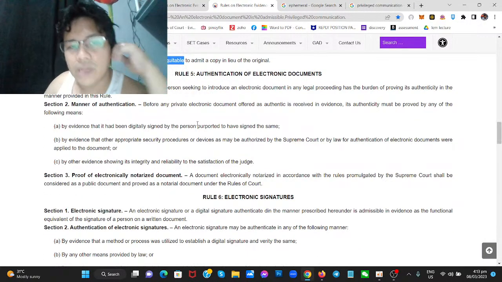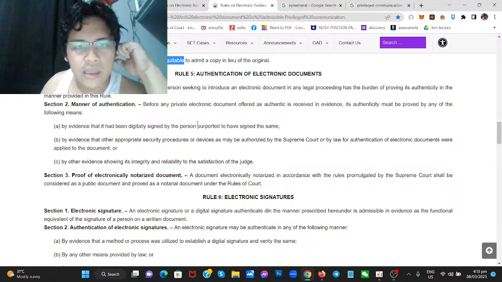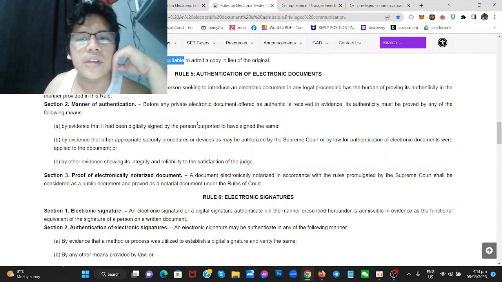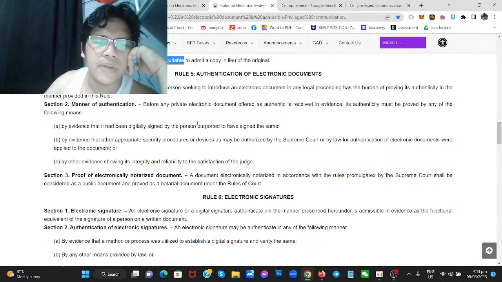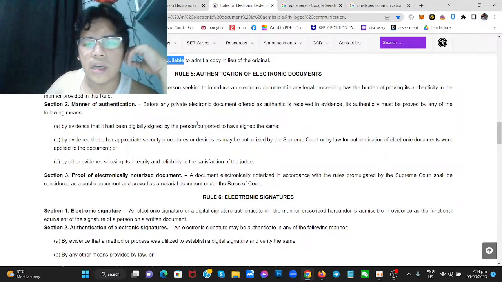The burden of proving authenticity. Who has the burden? The person seeking to introduce an electronic document in any legal proceeding has the burden of proving it. So, kung ikaw ang nagpe-present ng evidence, as to the authenticity, you need to prove that the e-document is authentic. And what is the manner of authentication?